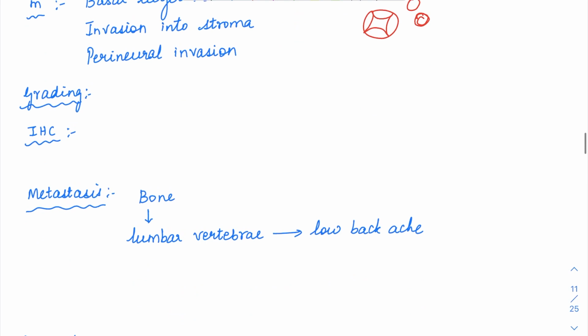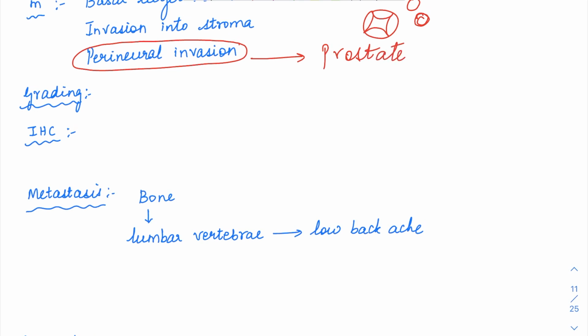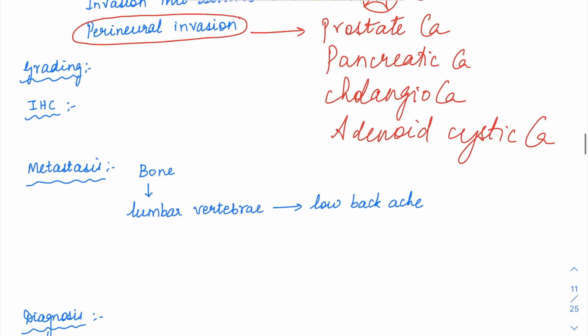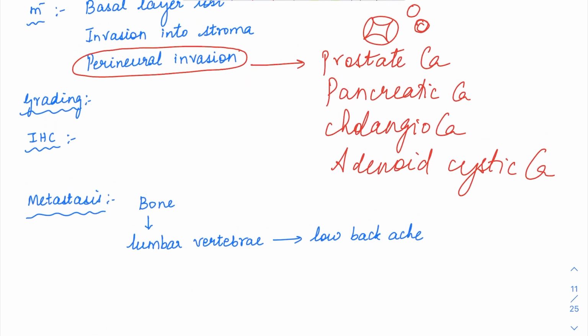Other than that, an important feature which you'll have to document in prostatic cancer is perineural invasion. There are very few tumors which have a high propensity for perineural invasion, and prostatic cancer is very important among them. Let me tell you which tumors usually have perineural invasion: prostatic cancer, then pancreatic cancers, then cholangiocarcinomas, then adenoid cystic carcinoma. Adenoid cystic carcinoma, you must have all read it in salivary gland tumors, right? All of these are known for having perineural invasion.